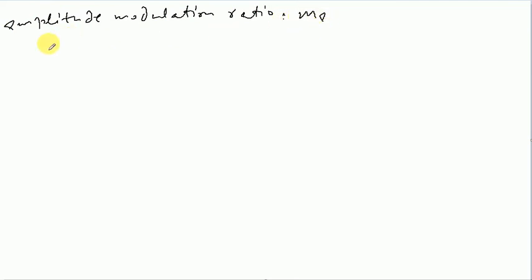Now let's have some discussion about the selection of the amplitude modulation ratio. Let me rewrite these terms, that is MA and frequency modulation ratio.